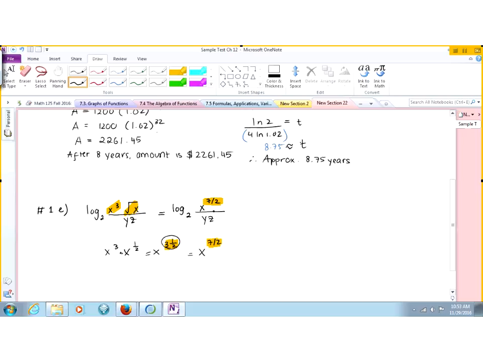Now, how do we expand this? This is a different problem now. Once we know the fraction, then we expand this. How do we expand this? This is log base 2 of, what is it?